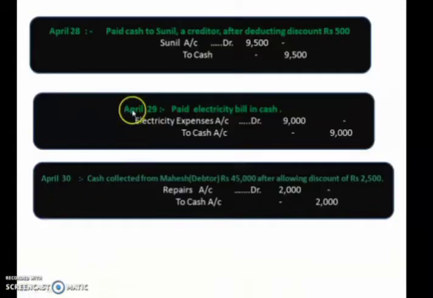Next transaction is April 28, paid electricity bill in cash. So electricity bill means expenses. Expenses are debited, and cash is credited. So on the cash account credit side, you will write by electricity expenses.